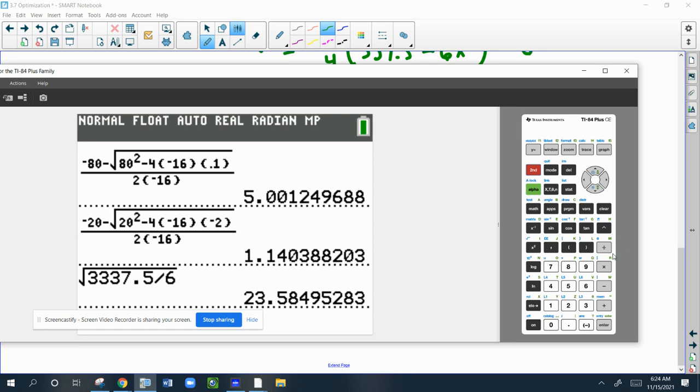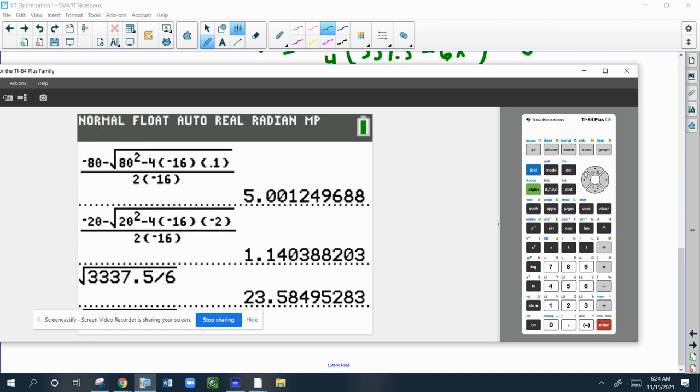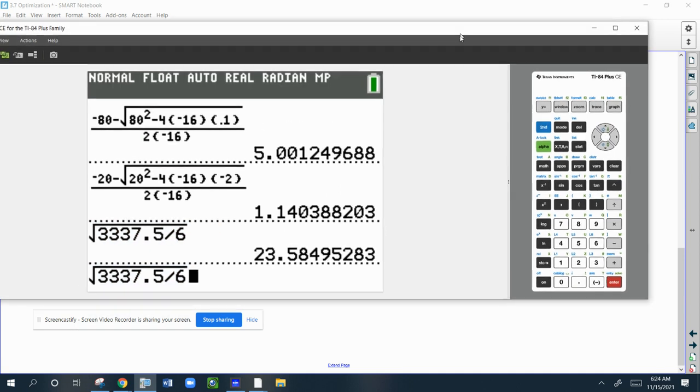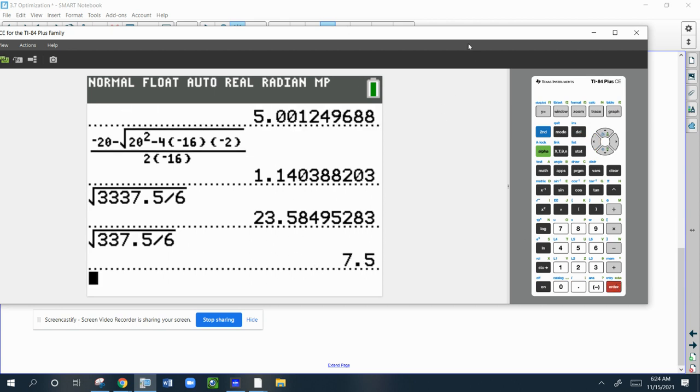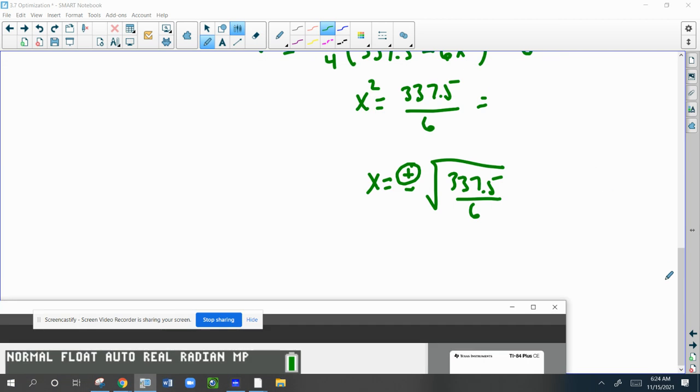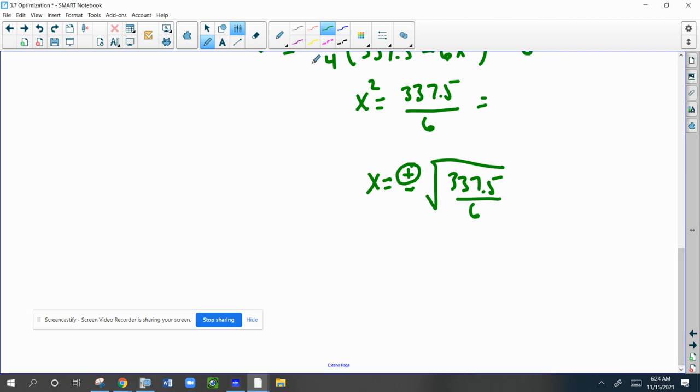Screwed that up. What I meant to say is, the square root of 337.5 over 6 is 7.5. So that worked out nicely. That must have been a perfect square under there or something.